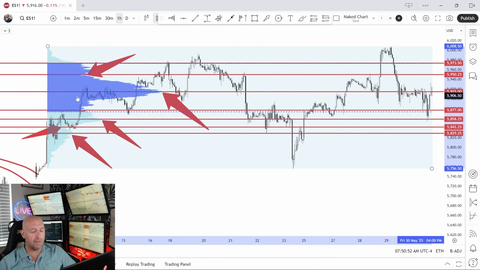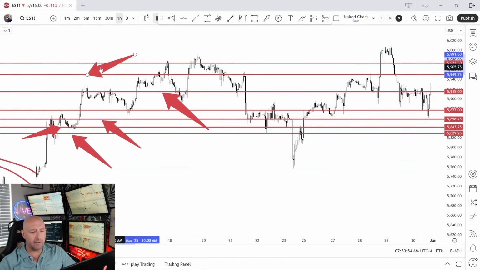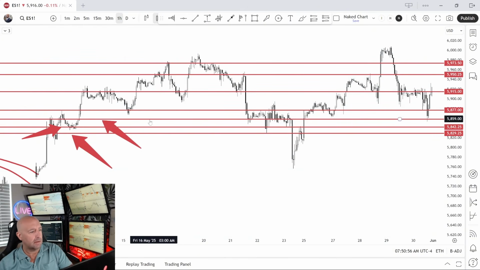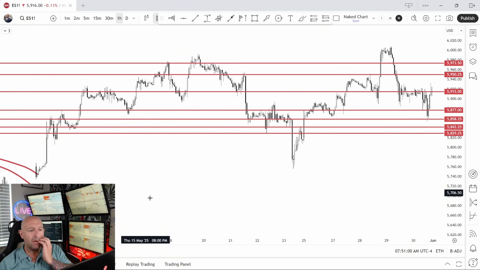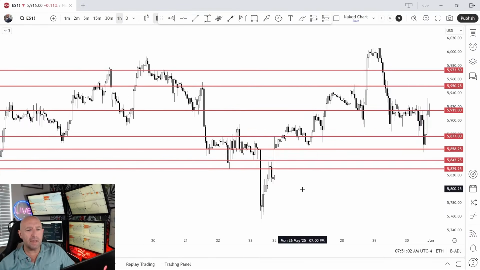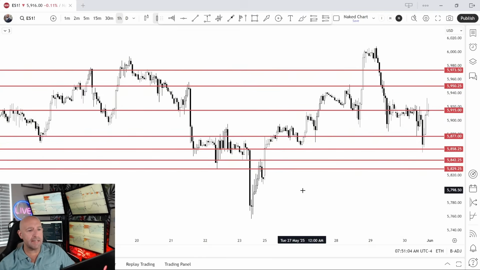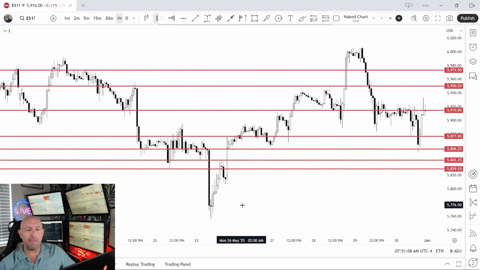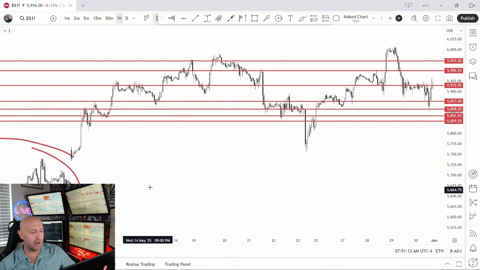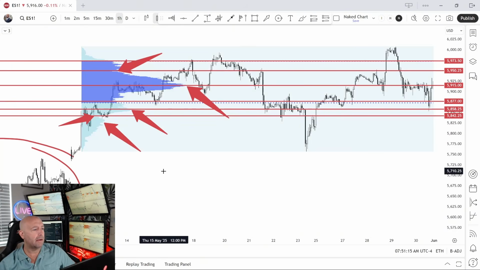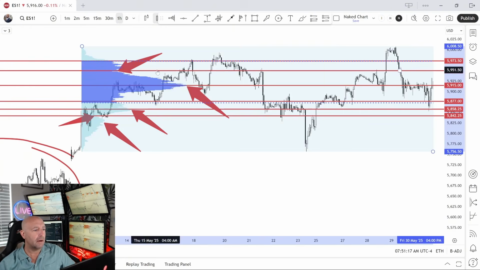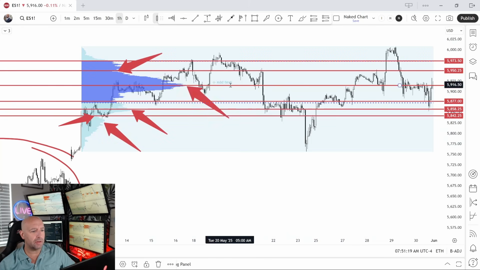Okay. Now if I remove all of this and just leave the levels, this is very powerful. Now that I'm looking at these levels, the problem is I have no idea which is which, right? What's a high volume node and what's a low volume node on my chart? So if we go back, I can see that this is the point of control.